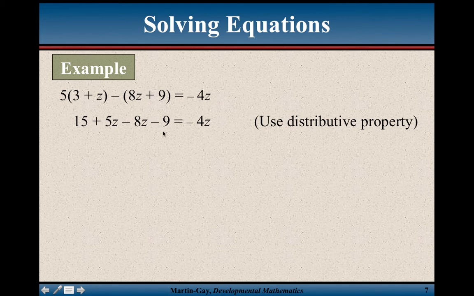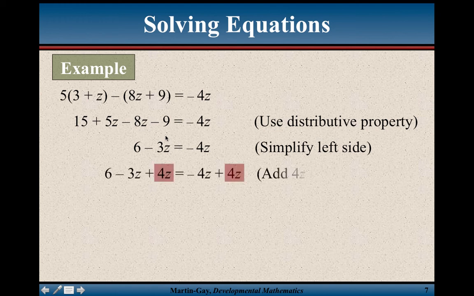So, pwede tayo mag-simplify muna dito using 15 minus 9 tsaka 5z minus 8z. So, ang magiging answer natin, 6 minus 3z equals negative 4z. So, pwedeng etong negative 4z, kunin ko yung reciprocal niya kasi gusto ko na sa kabila yung mga z. So, magiging positive z both side. Mag-a-add tayo. So, ika-cancel na natin to kasi 0 na yan. And negative 3z plus 4z is positive z or positive 1z. 4 minus 3 is 1.